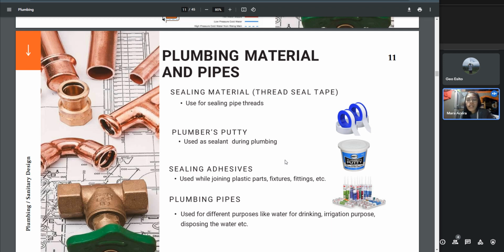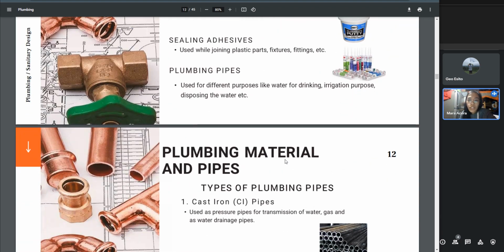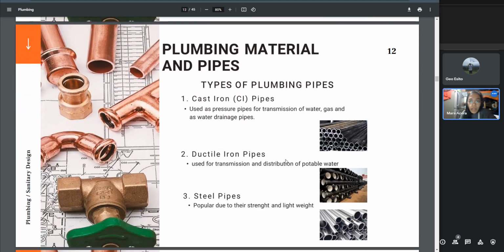Plumbing pipes. As you are aware, pipes are used for different purposes, like transporting water for drinking, irrigation purpose, disposing the wastewater, and etc. Plumbing pipes are manufactured in various sizes, mostly in round shape. These pipes are made of various types of material.